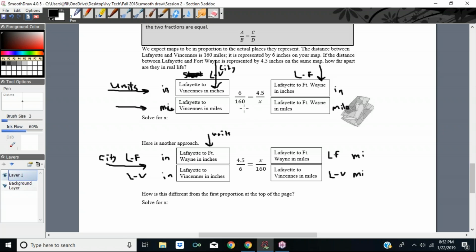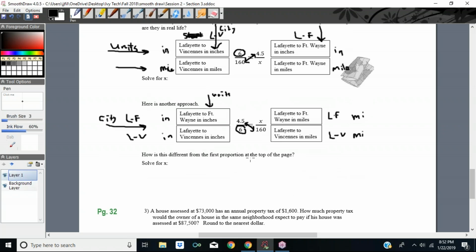The same result, though, occurs because when you solve a proportion, we do this by cross-multiplying, multiply the two numbers that are diagonal from each other, and then divide by the extra number. So we're multiplying 4.5 times 160. Same thing in this case. It's still 4.5 times 160, and then divided by 6. So let's see what that comes out to be.